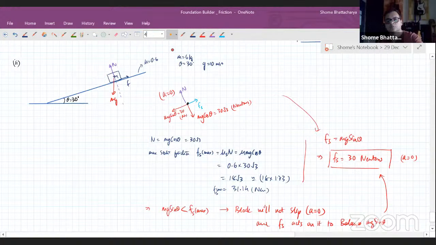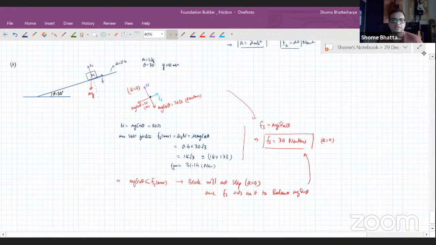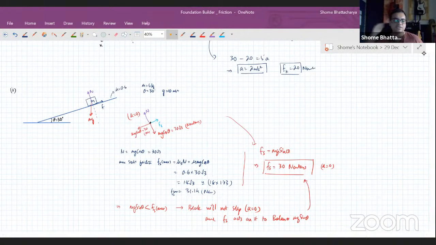Okay. So because the coefficient of friction was different and the angle theta was different, here we are getting the condition that mg sine theta is less than the limiting friction. So it is the condition for equilibrium. Whereas in the previous case, mg sine theta was more than the limiting friction. So it was a case where slipping was occurring.